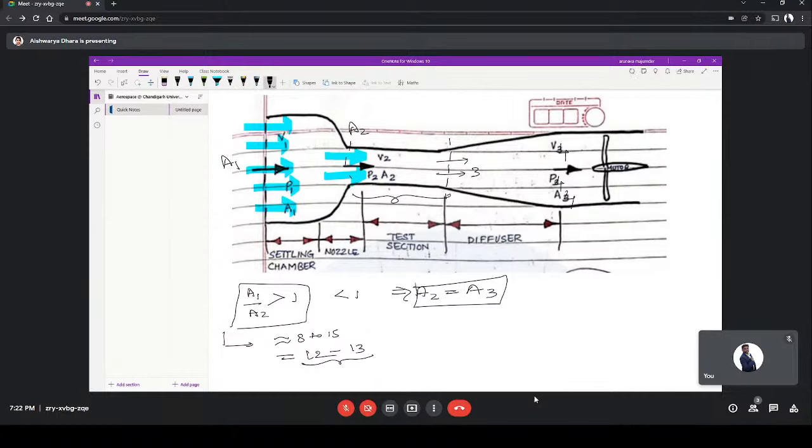Now, if this portion is section 4, then A4 is greater than A3. What will the ratio be if such a question comes? A4 by A3 has to be close to 2 to 4, not more than that. These are the standard rules, you can say.